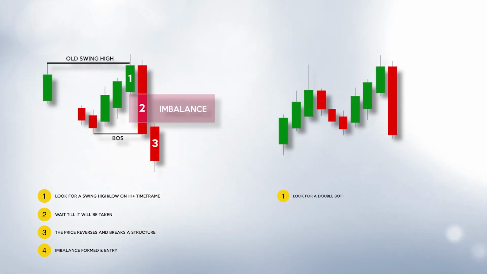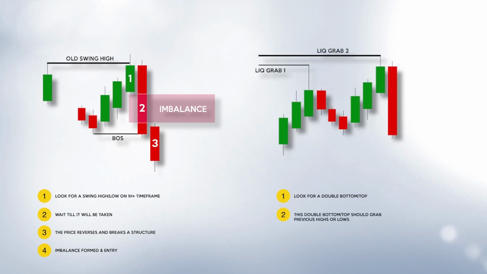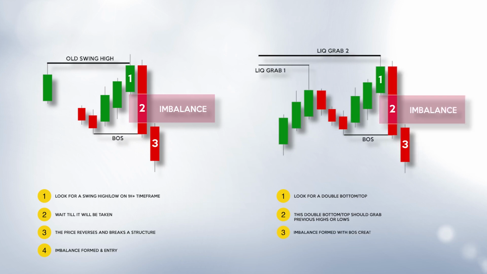The second setup consists of the following. The first, we see double bottom or double top. The second, the price grabs the liquidity twice. And the third, the price creates an imbalance. There are more effective setups I teach in my trading course, but these two are enough for a beginner to start. So, how to utilize that?